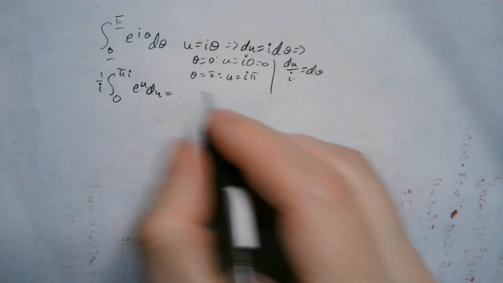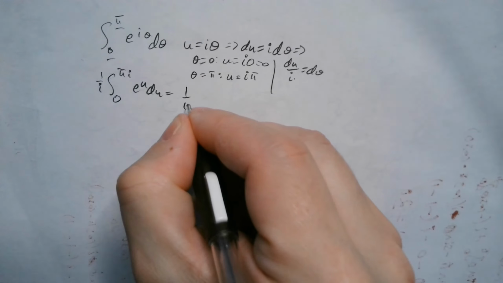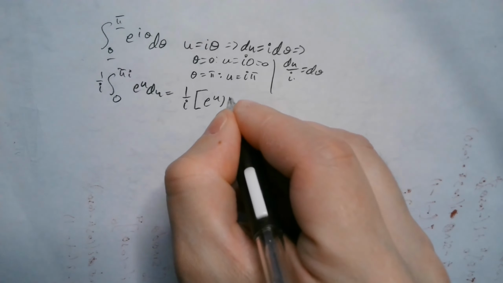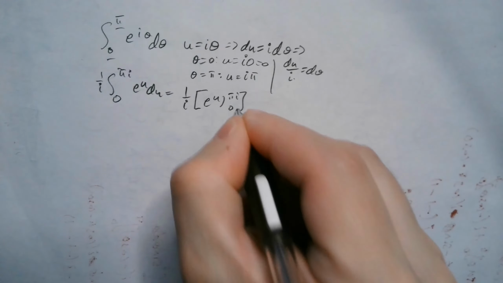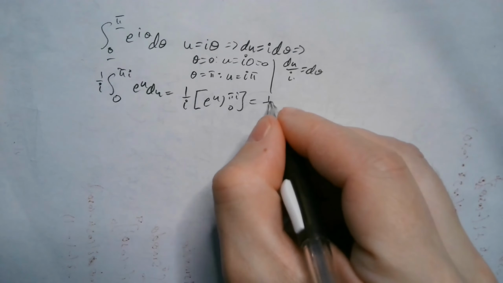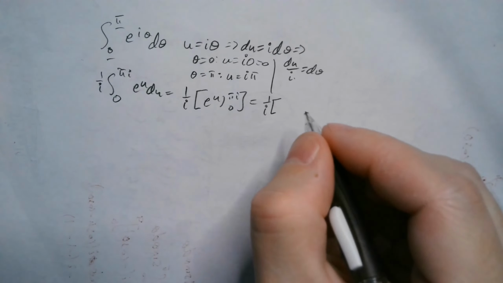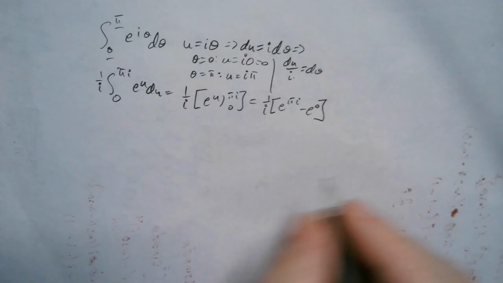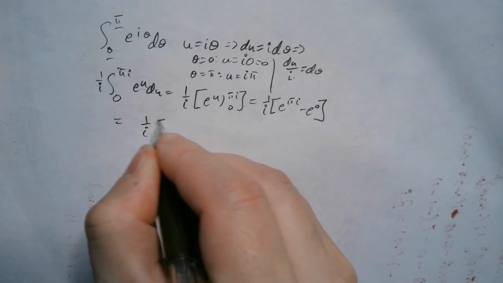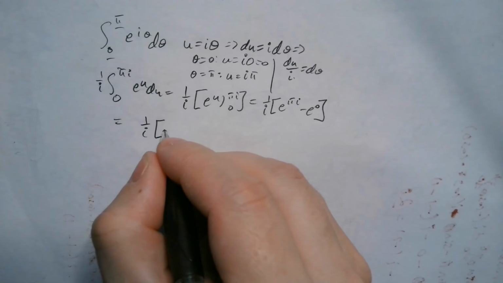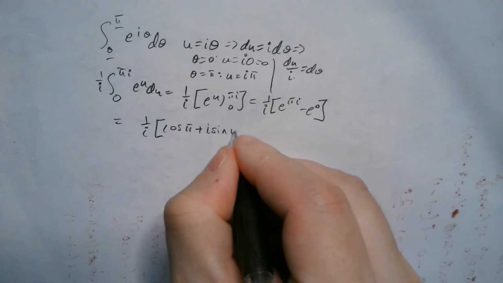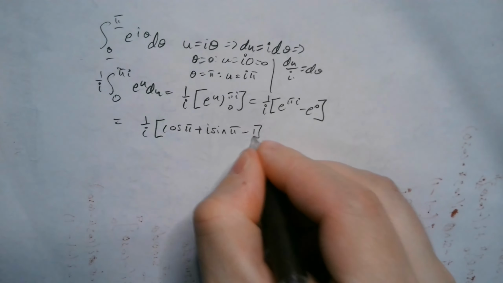And then you can just apply everything you know about differentiation. So 1 over i, and this is going to be e to the u evaluated between pi i and 0. So continue that. So 1 over i, and this is going to be e to the pi i minus e to the 0. So you're going to have 1 over i and then e to the pi i, so cosine of pi plus i sine of pi, minus 1.